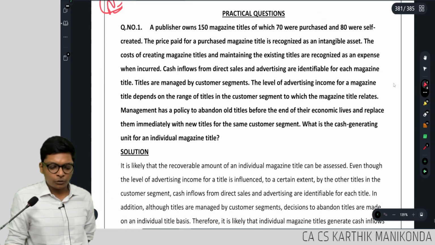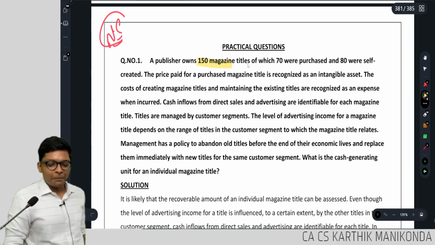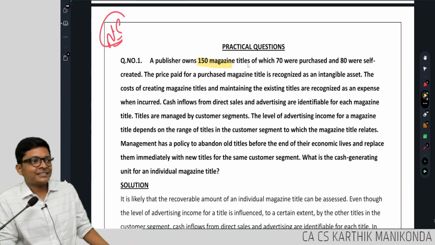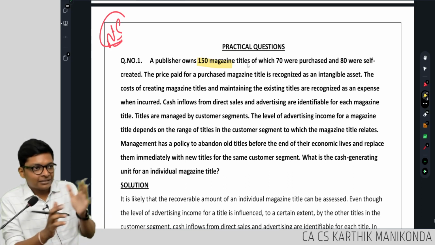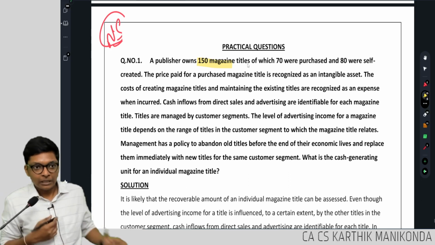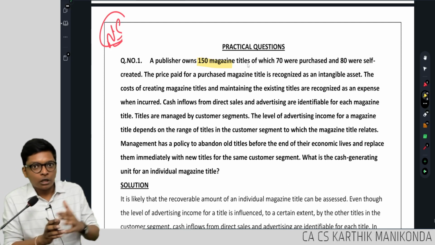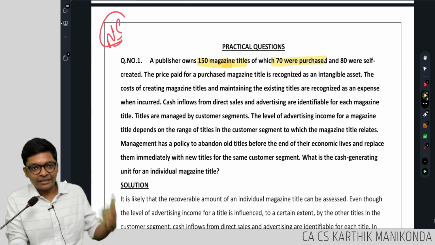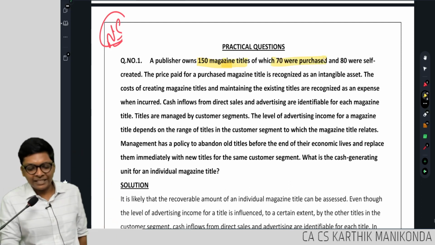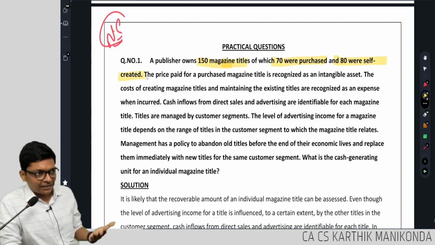Come back to practical question 1. A publisher owns 150 magazine titles. What is a magazine title? Mint, Archie's magazine, Malayalam Manorama, like this, there are magazine titles. The publishing company owns these, like Sun Pictures owns rights for 100 movies. Like that, magazine titles, of which 70 were purchased from outside and 80 were self-created. I made my own magazines, others I purchased.